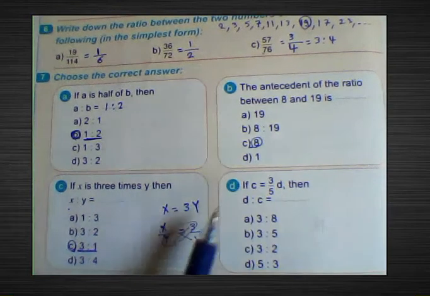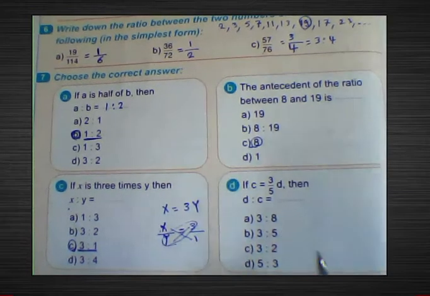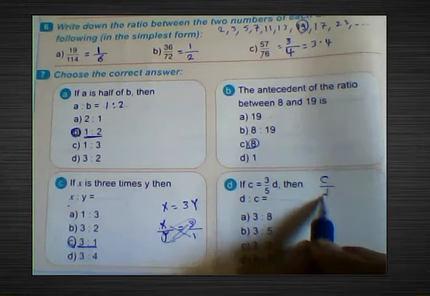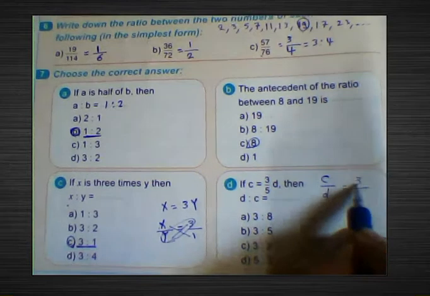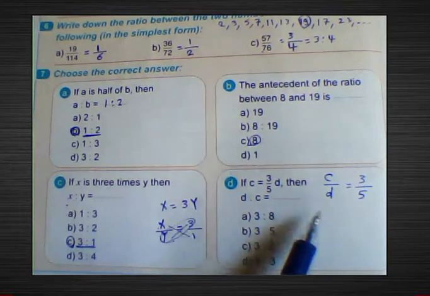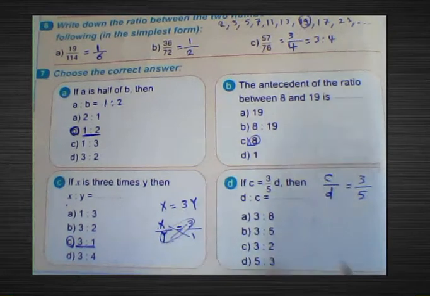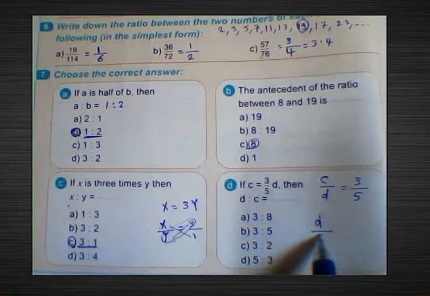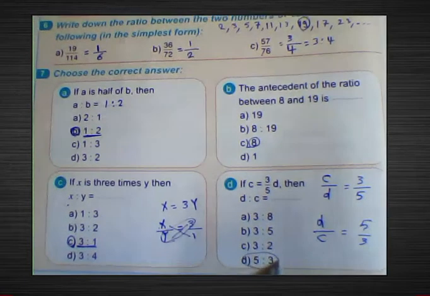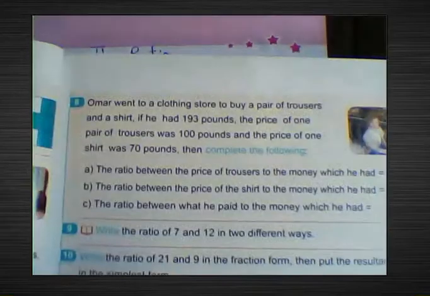Letter D. If c equals 3 over 5 d, then the ratio between d and c, look at this. We can write the correct ratio: c over d equals 3 over 5. So we can invert it, and the ratio between d and c becomes 5 to 3. So the ratio between d and c equals 5 to 3. We'll choose 5 to 3. Okay. Another example.